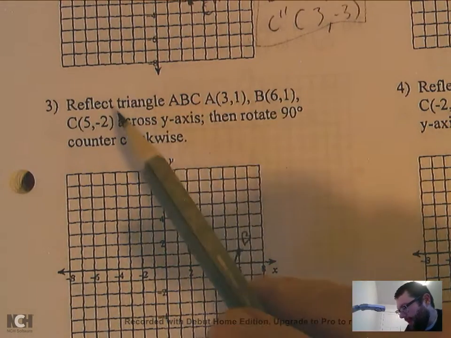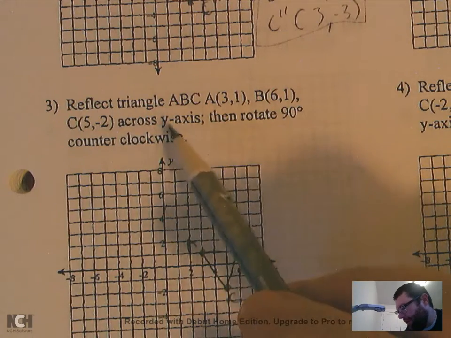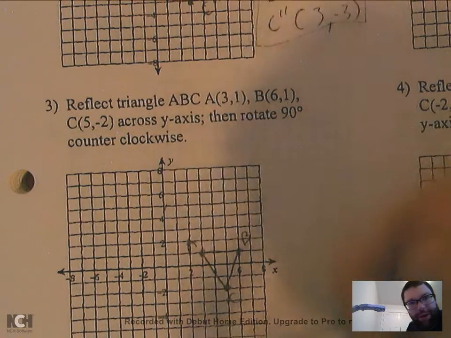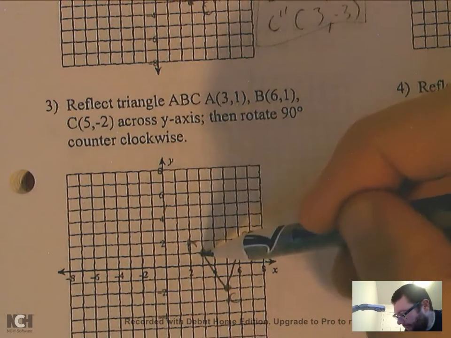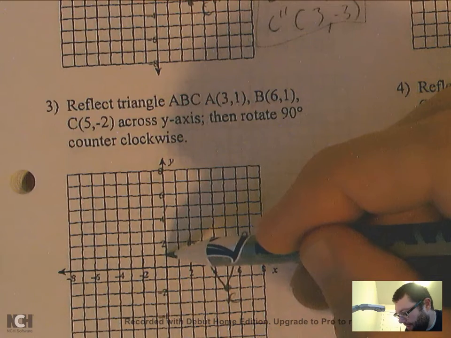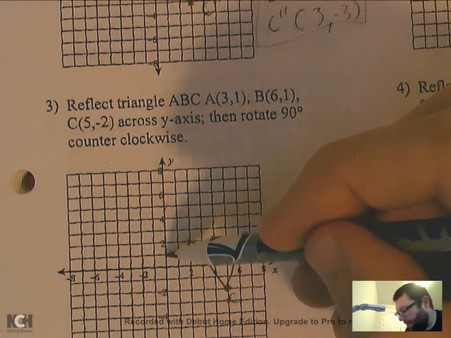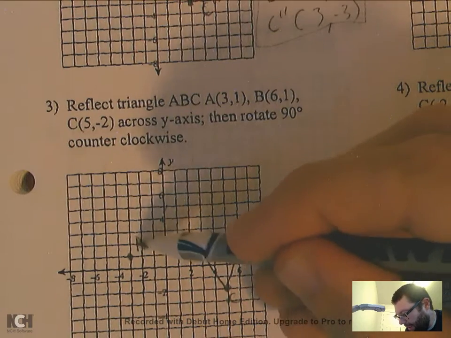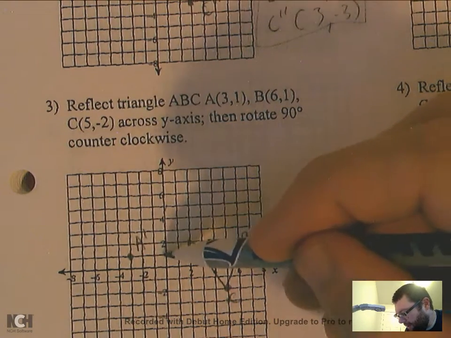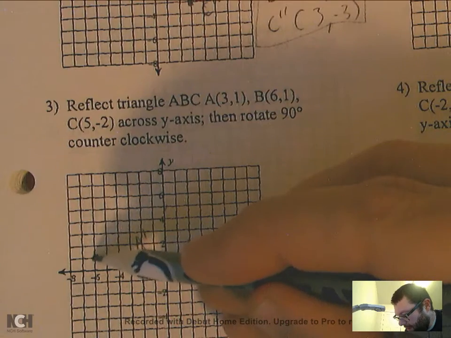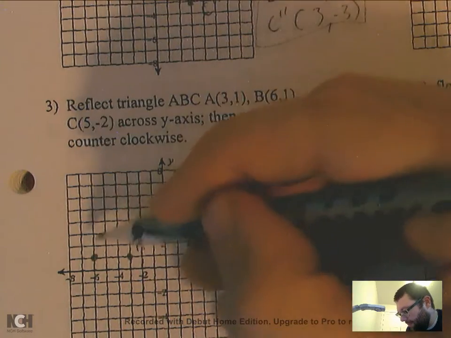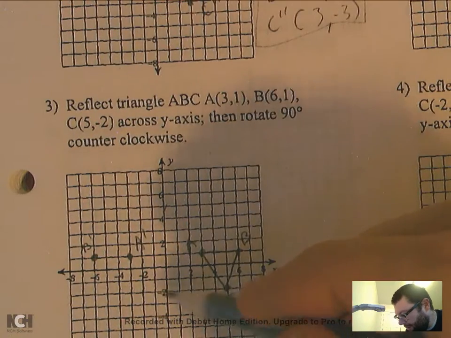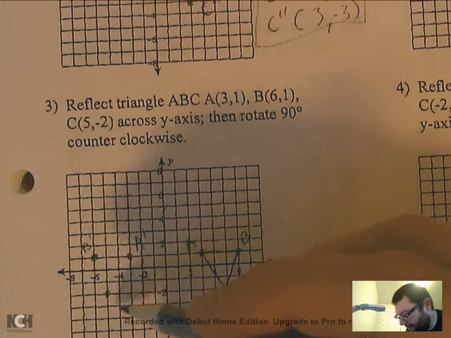Okay. Then it wants me to reflect that triangle across the y-axis. So I'm reflecting across the y-axis here. A is 1, 2, 3 spots away, so its new point is going to be 1, 2, 3 spots past it. There's A prime. B is 6 spots away, so its new one is going to be 6 spots past it. There's B prime. And then C is 5 spots away, so it's going to be 5 spots past it. There's C prime.